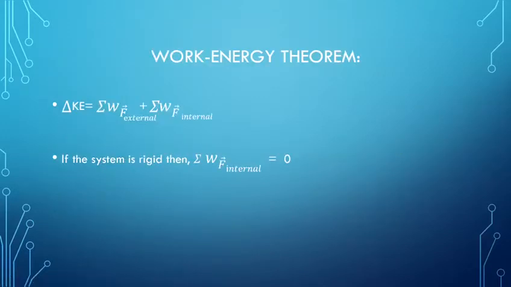Now let's discuss the work energy theorem. The work energy theorem states that delta KE, or the variation of the kinetic energy, is equal to the sum of the work done by the external forces and the work done by the internal forces. But the work done by the internal forces shows that we've got interaction between the different parts of a system. But if this system is rigid, this interaction is no more, so this work becomes equal to 0. And so the original formula, or the work energy theorem, becomes delta KE equal to the sum of the work done by the external forces only.